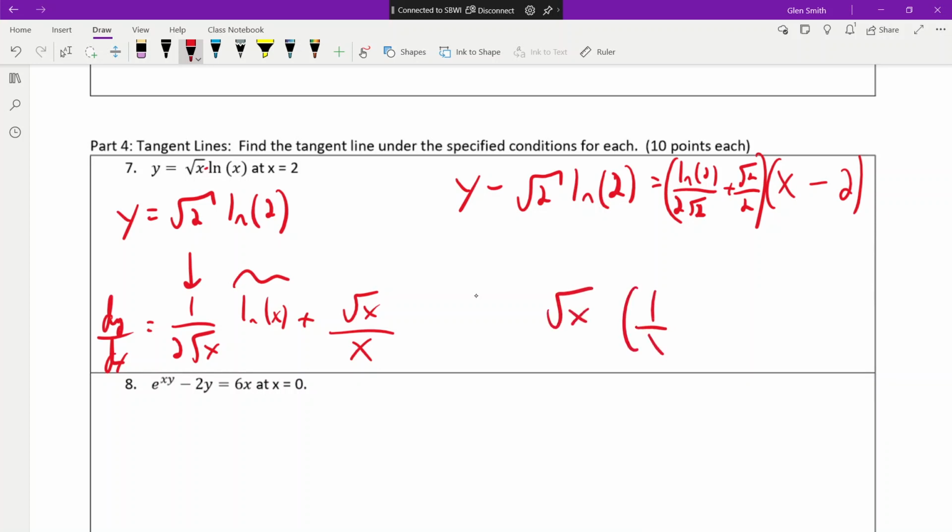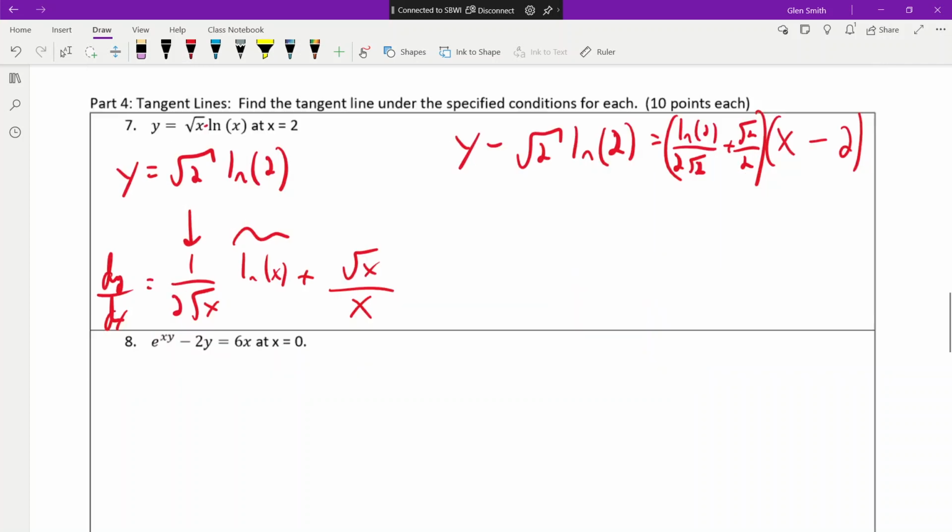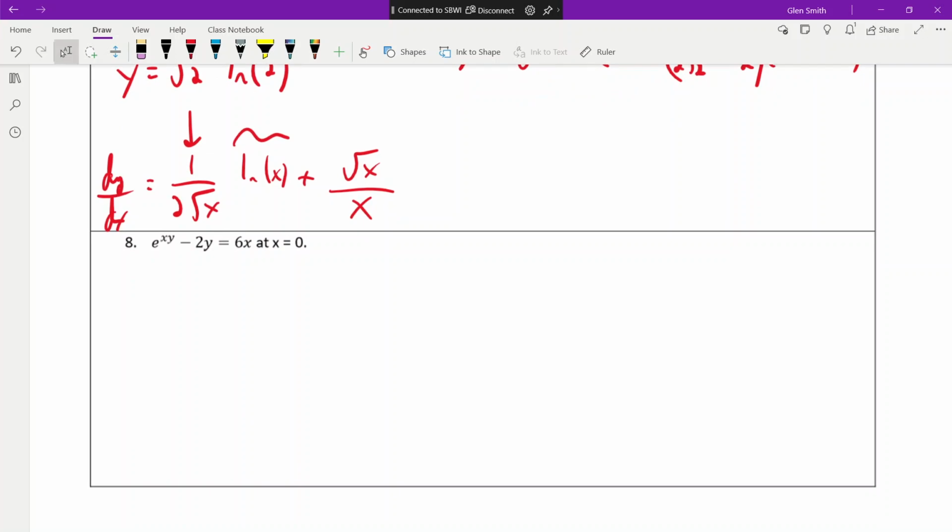So we're doing the product rule, right? So this is the derivative of root x times ln x, right? And then we need to leave the root x and derive ln of x, which is 1 over x. And I just put it underneath of it, okay?